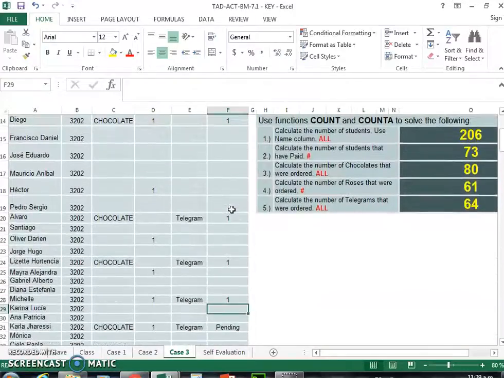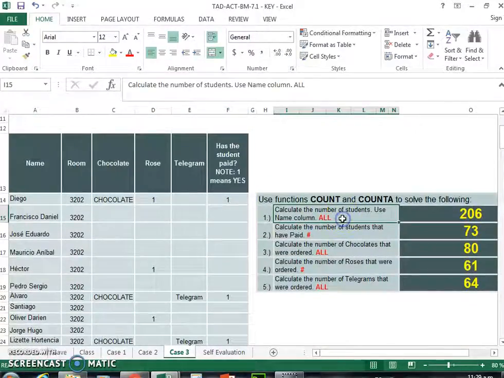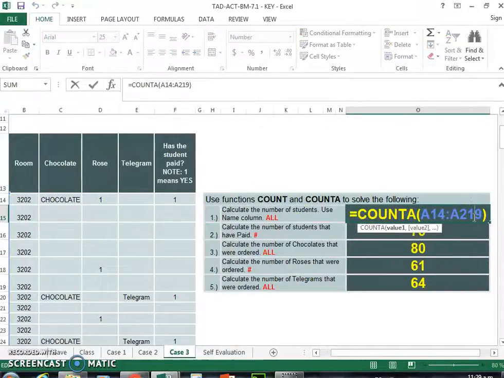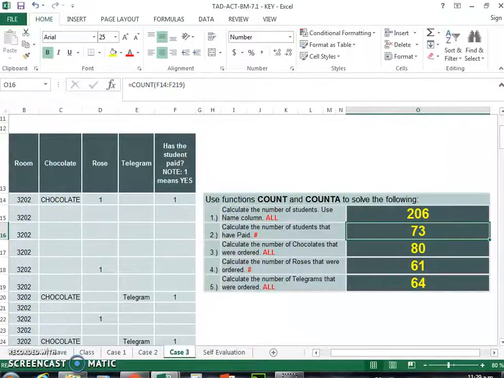So the first question is, calculate the number of students, use the name column. So its text is any kind of information. Then we're using count A, as we can see here. Count A, from the first cell to the last cell. And the answer is 217.